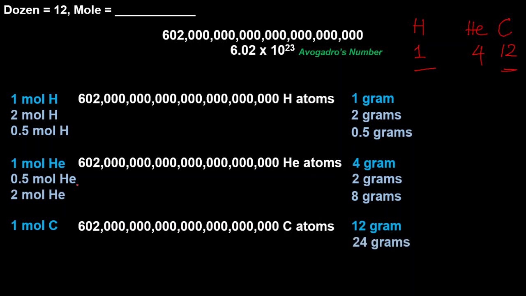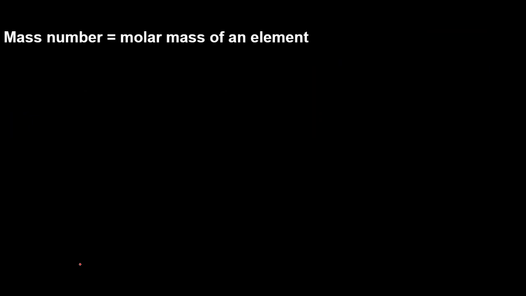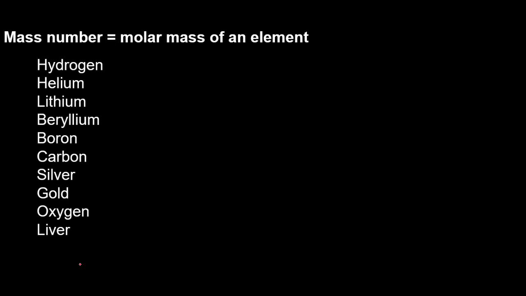Next, we have 1 mole of carbon. 1 mole of carbon is equal to 12 grams. So what if I have 24 grams of carbon? How many moles is that? It's equal to 2 moles of carbon. What if I have 6 grams of carbon? That's half of 12 grams, so that's half of 1 mole. That's equal to 0.5 moles of carbon.